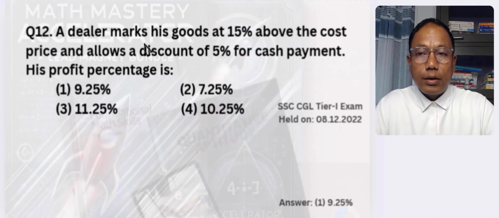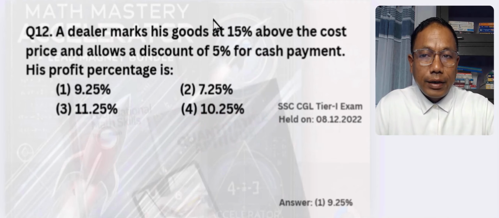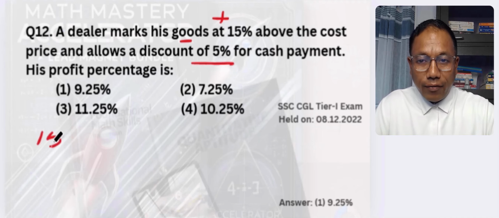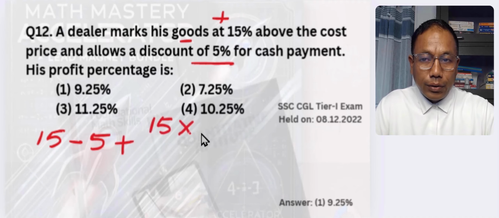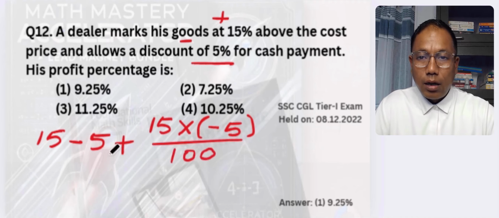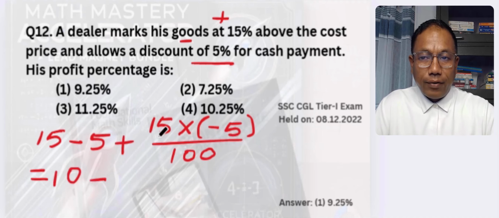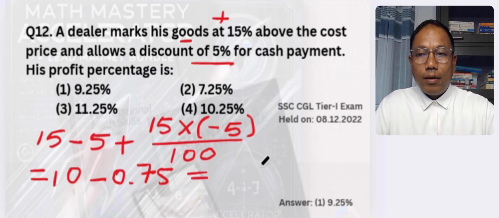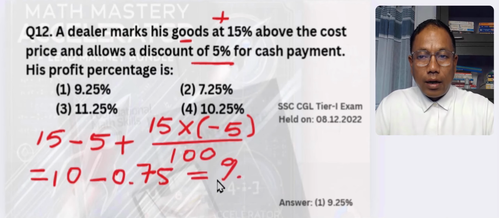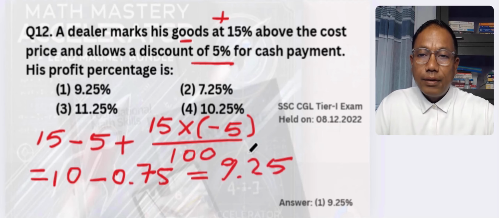Question number 12. A dealer marks his goods at 15% above the cost price. This means plus. And allows a discount of 5% for cash payment. This means minus 5. His profit percentage is, let's apply the same formula. 15 minus 5 plus 15 into minus 5 by 100. 15 minus 5 is 10, plus into minus is minus, 5 into 15 is 75, divided by 100 means 0.75. 10 minus 1 is 9. 100 minus 75 is 25.